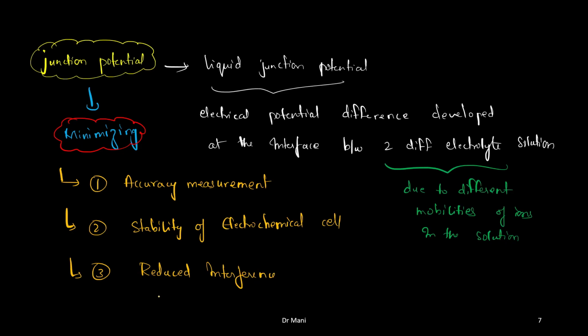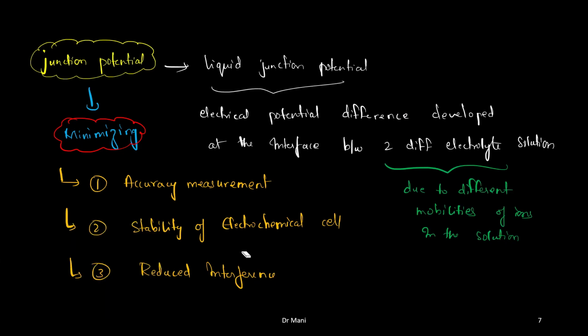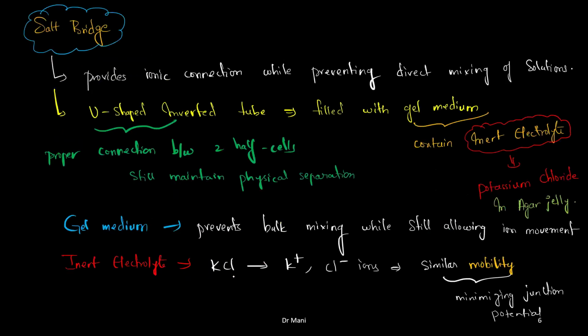So what does that mean? We know if you minimize this junction potential, it will reduce the unwanted interference in the electrochemical experiment. Whatever this salt bridge is there, that salt bridge will not affect any chemical process. Suppose I told you this salt bridge is made up of potassium chloride. This potassium chloride will generate the K+ ions and Cl- ions.